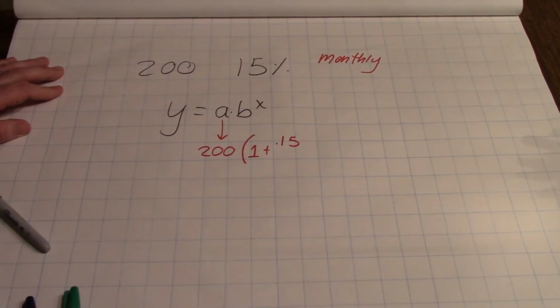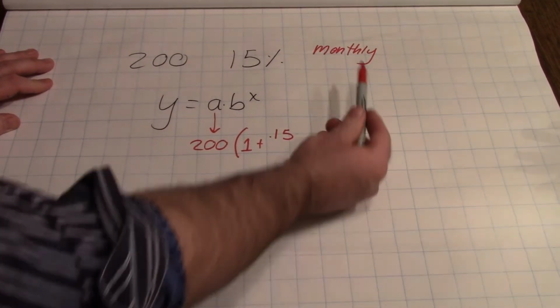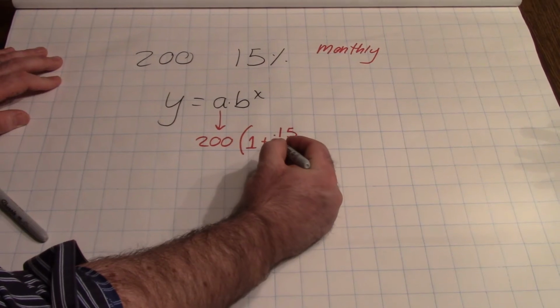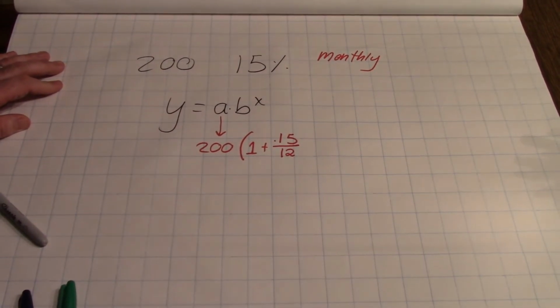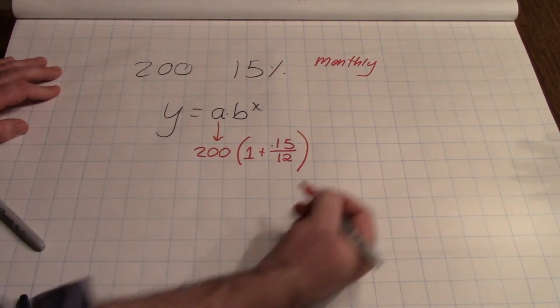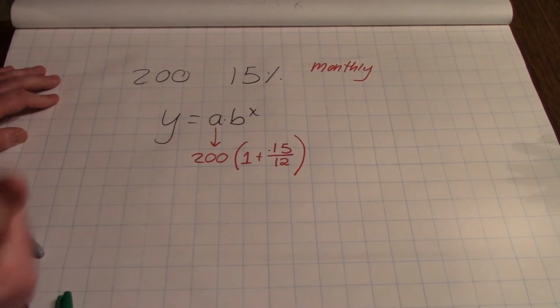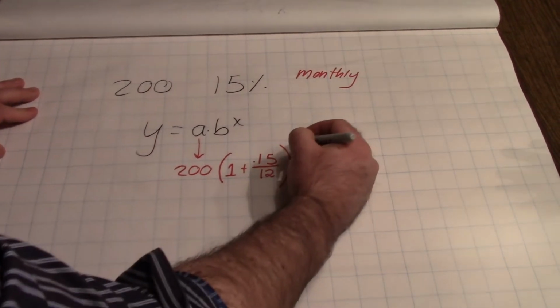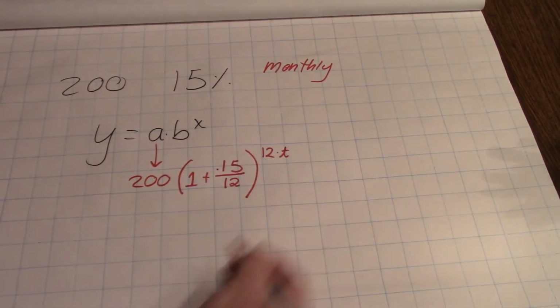And it's compounded monthly. So if we remember our equation, that's how many times I calculate the interest. It means I'm cutting it into pieces. I'm going to cut 15% into 12 pieces. And then, however many years I've got, if I put it in for 5 years, it's the number of months in 5 years. So it's 12 times whatever number of years I've got.